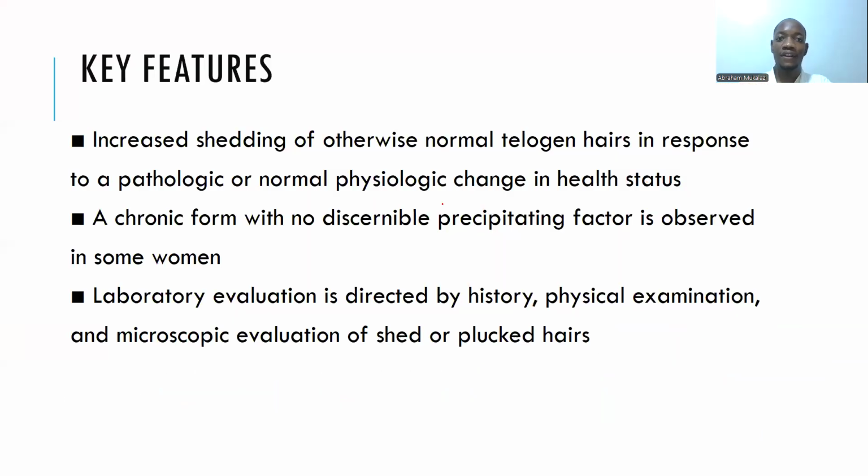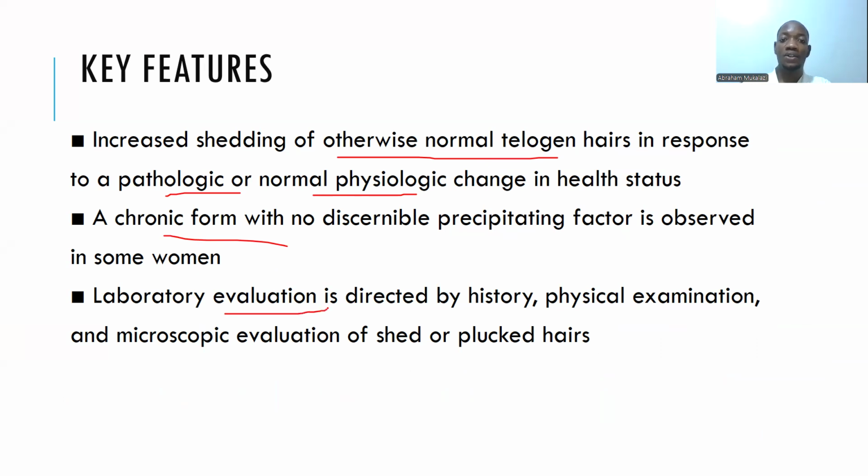So telogen effluvium is defined as increased shedding of otherwise normal telogen hairs, and this can be a response to either pathologic or normal physiological change in a healthy individual. What you have to know is that there are also some chronic forms that are associated with no particular or identifiable trigger that can be seen in some women.